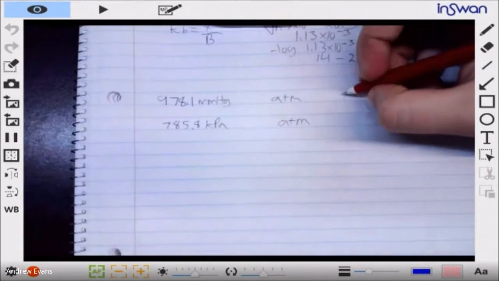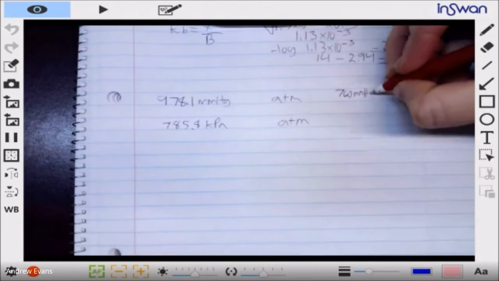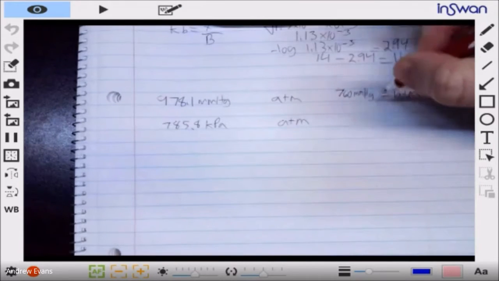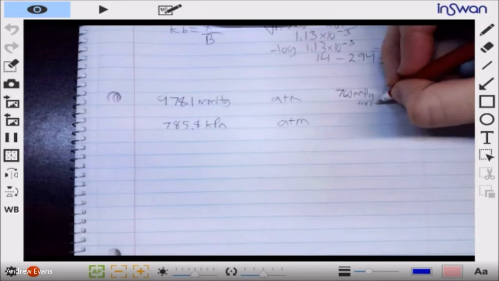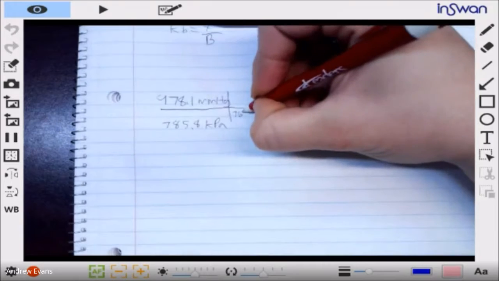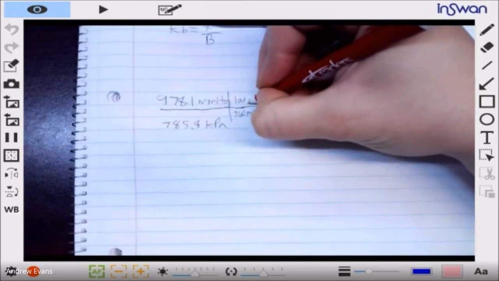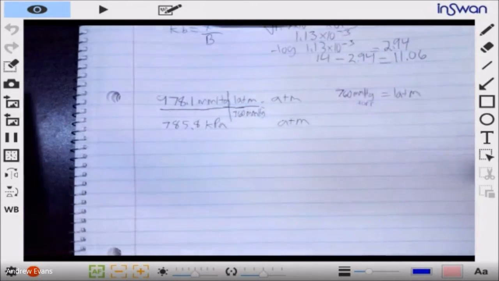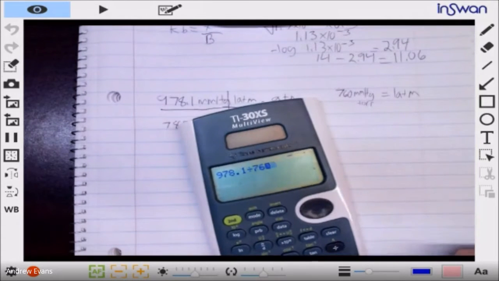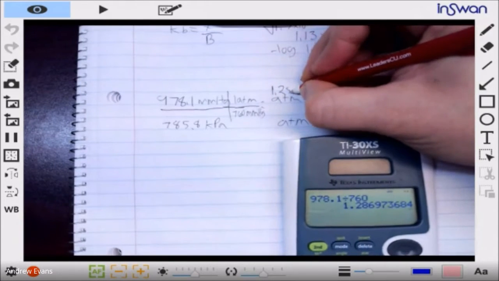So one conversion is there are 760 millimeters of mercury in 1 ATM. That's all. There's also 760 torr in 1 ATM. So to convert this into ATM, I'm going to say 760 millimeters of mercury and 1 ATM. So 978.1 divided by 760 is going to be 1.287.